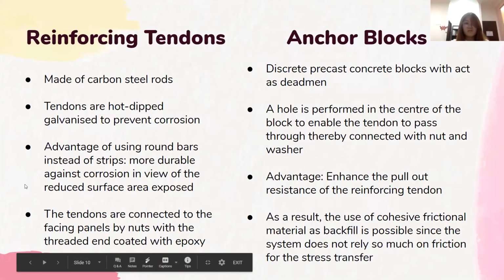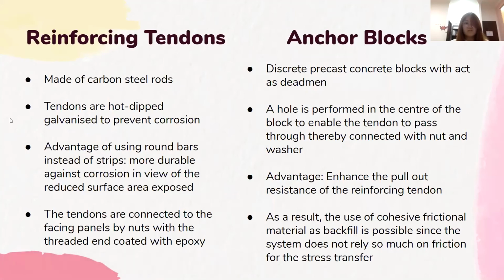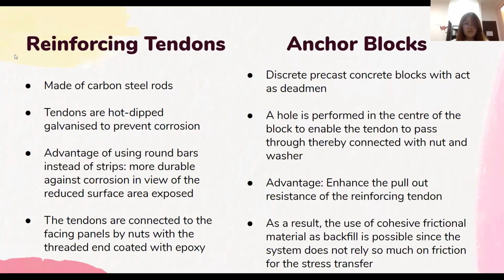As for reinforcing tendons, they are made of carbon steel. Tendons are hot dip galvanized to prevent corrosion. So an advantage of using round bars instead of flat bars is that it is more durable against corrosion in view of the reduced surface area exposed. The tendons are connected to the facing panels by nuts with the threaded end coated with epoxy.